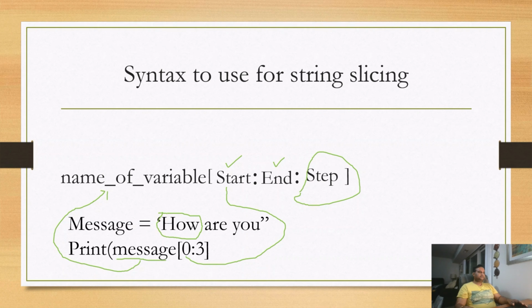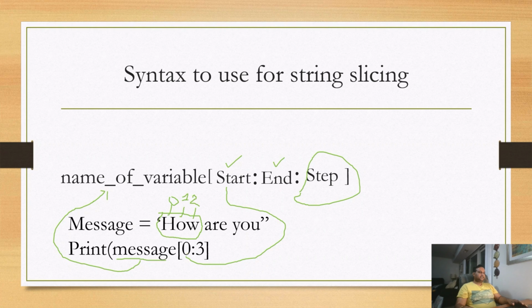So this is 0, this is 1, and this is 2, but still we wrote 3. So this is what you need to know, just keep it in your mind. You always have to increment it by 1 to get the last character of your desired substring.